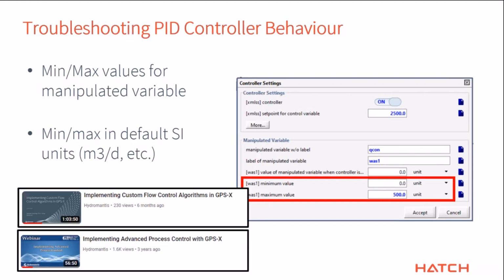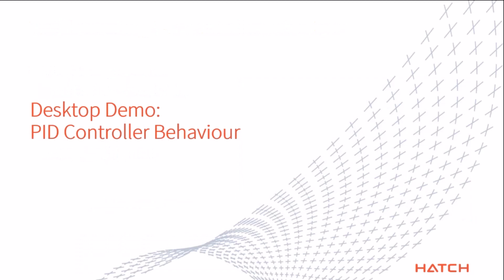Now, I will again mention that we have covered how to set up PID controllers and how to do advanced process control using combinations of controllers and even custom coding in past webinars. In fact, just earlier this summer, we did one on implementing custom flow control algorithms in GPSX. That covered using these types of controllers, plus writing your own custom controllers. This older one that I did 3 years ago is also a really good one. It covers some of the same material, but both cover how to do all of this. So if you're interested in doing advanced process control, I recommend checking those out.